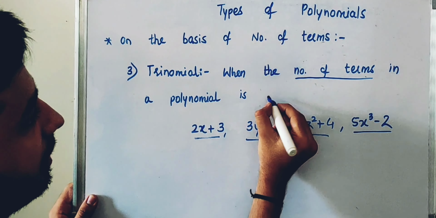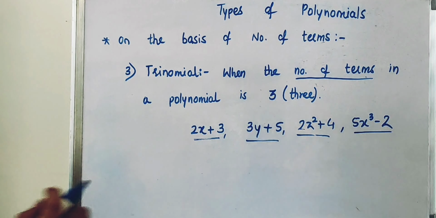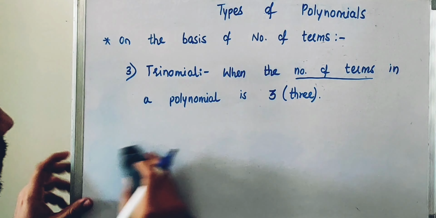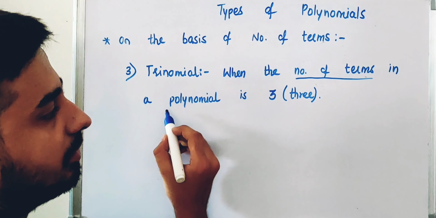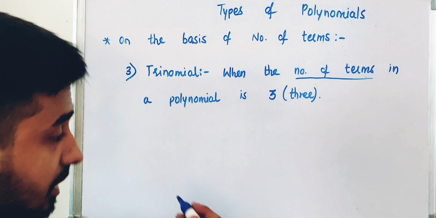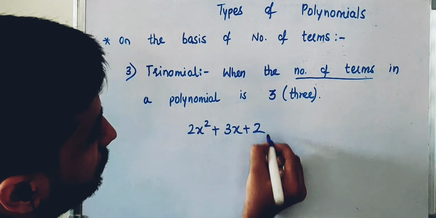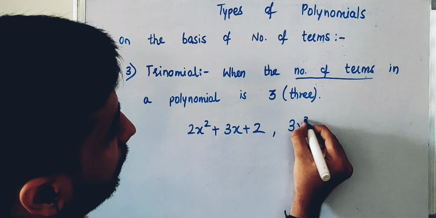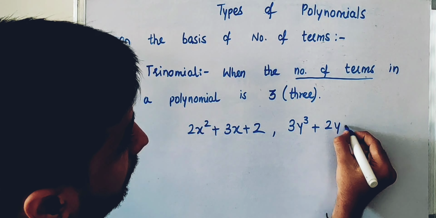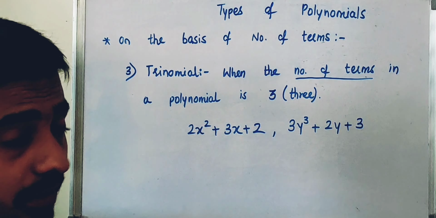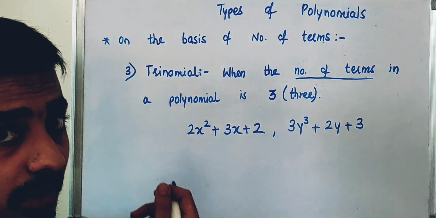Whenever the number of terms in a polynomial is 3, then it is known as trinomial. Once again, when the number of terms in a polynomial is 3, then it is known as trinomial. Let us see an example: 2x square plus 3x plus 2, 3y cube plus 2y plus 3. Have you noticed something interesting in this trinomial?